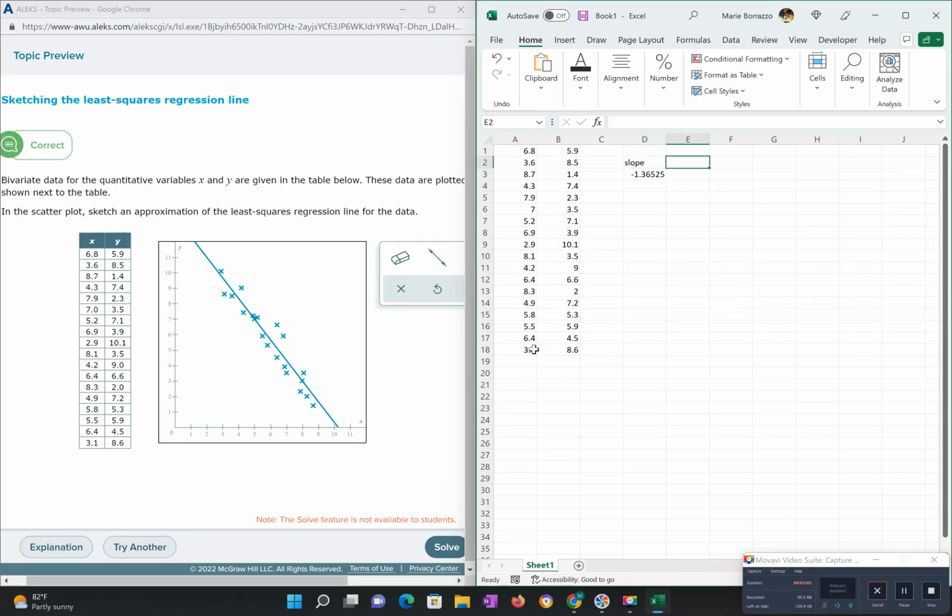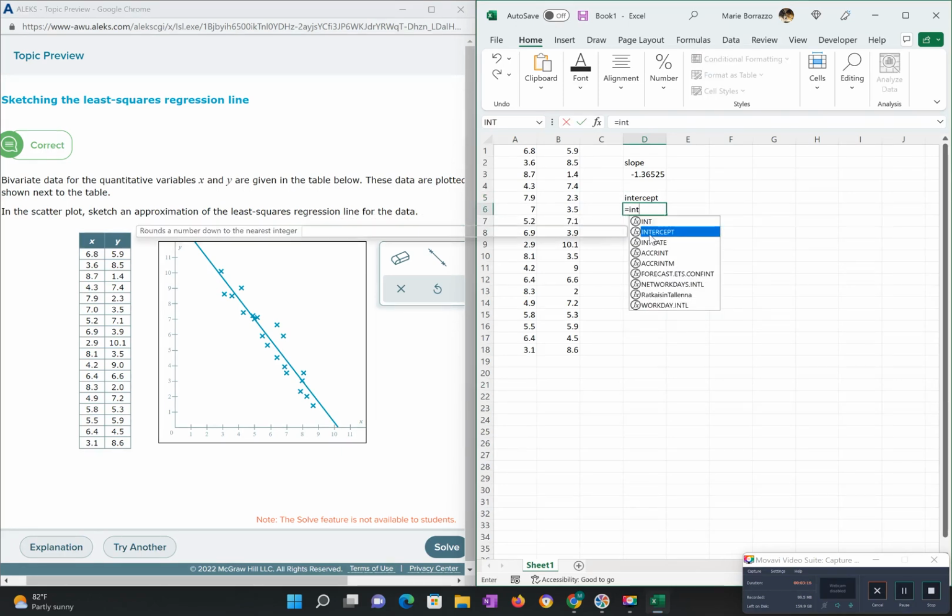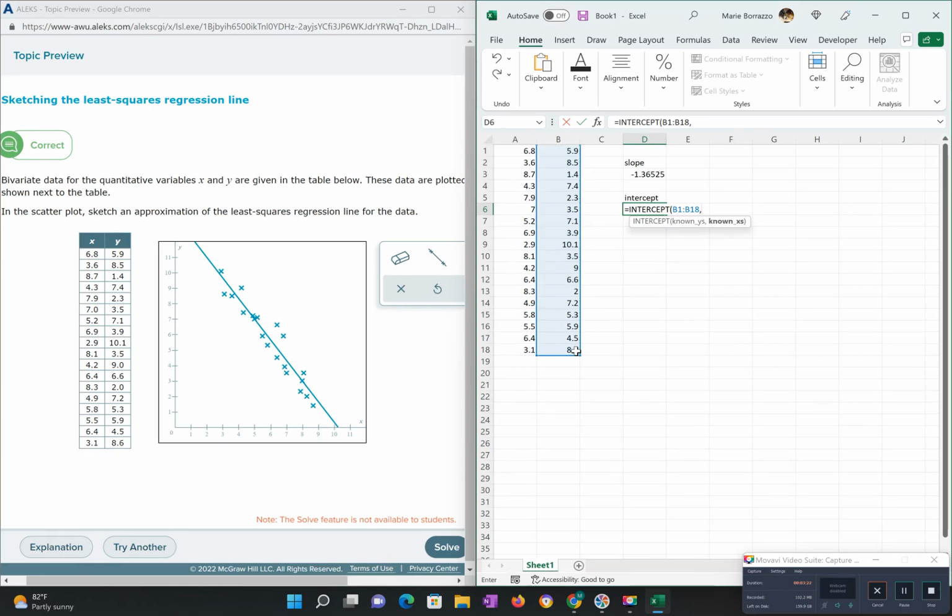I need also the y-intercept. So I'm just going to put a word intercept here. And let's go equals int. See the word intercept right here? Double click on it. It'll ask you for the y's. It's going to ask you for the x's. And that is my intercept.